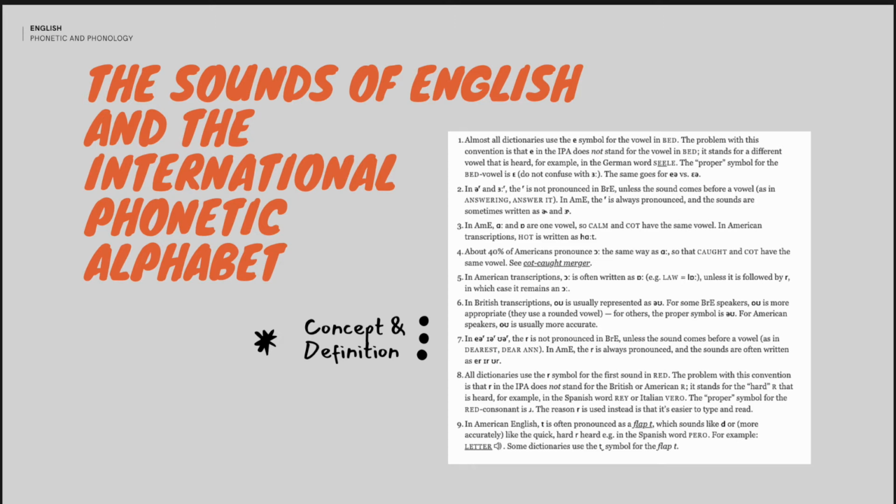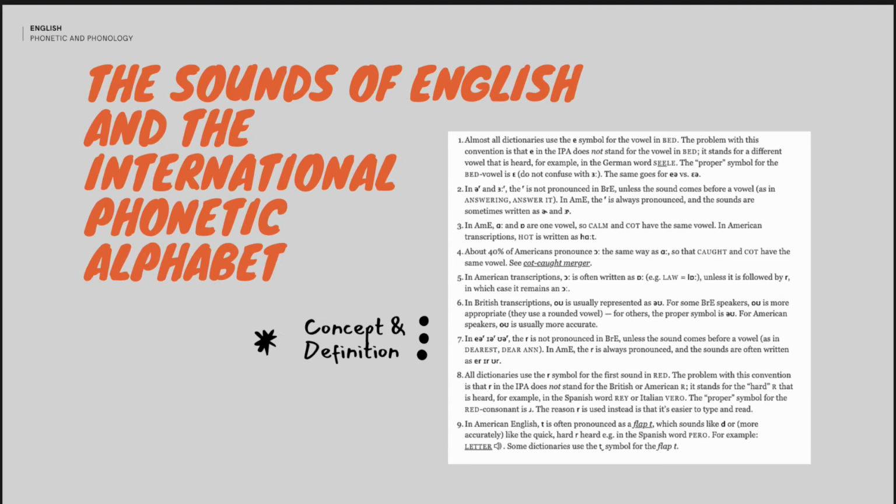Next, in American transcription, C is often written as A, but I'm sorry, I mean it is A and O. For example, law, law, unless it is followed by R, in which case it remains as A.